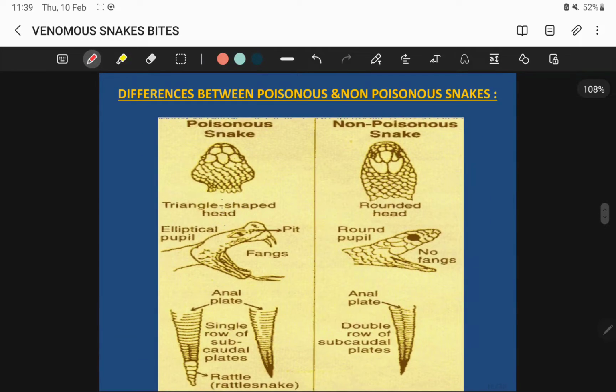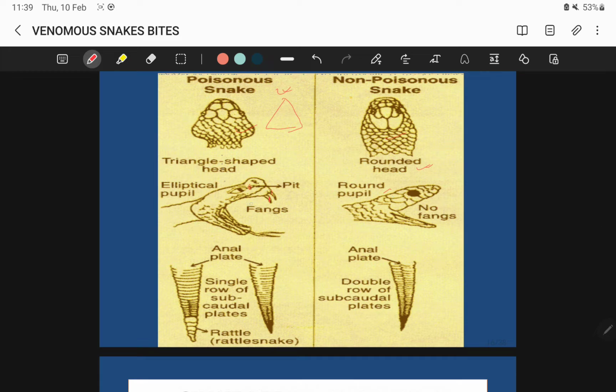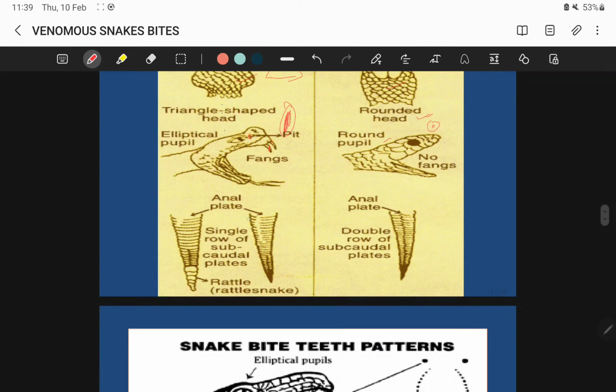So this is again the difference between poisonous and non-poisonous snakes. It comes down to the scales, and the triangular head versus the rounded head. If it is triangular, then it is most likely poisonous. Then other features: fangs, and the pit, whether the nasolabial touches or not. Non-poisonous snakes have no fangs and a rounded pupil, while poisonous ones have an elliptical pupil. And then the anal plate: venomous snakes have a single row of subcaudal plates, while non-venomous snakes have a double row of subcaudal plates.